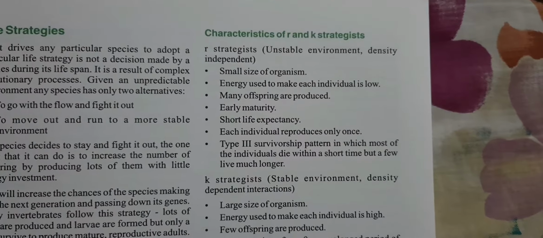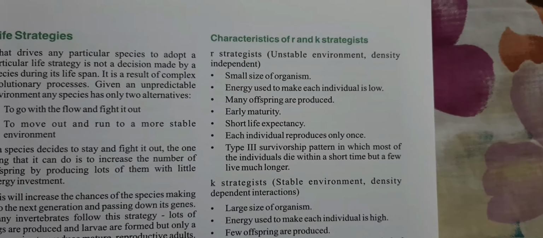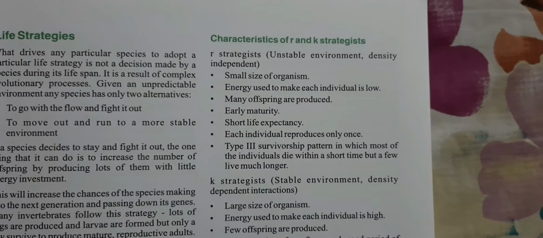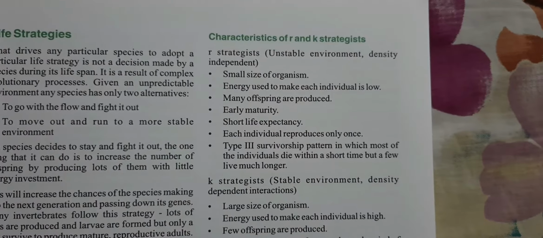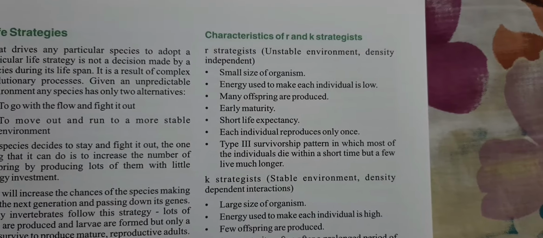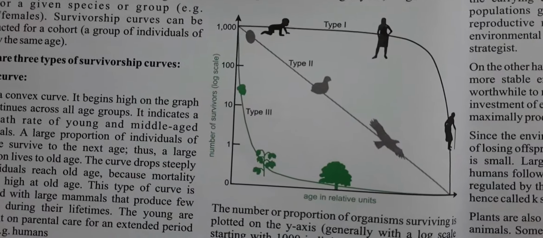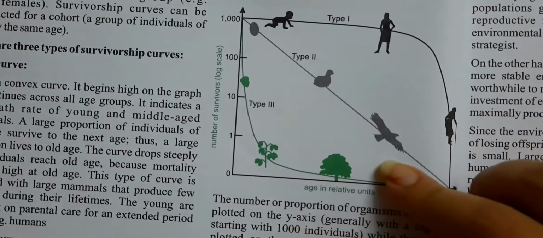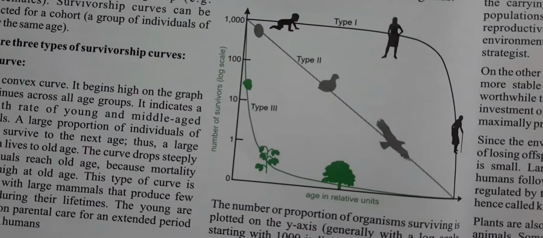Type 3 survivorship curve individuals die within a short period of time, but a few individuals live much longer. So the individuals of the type 3 survivorship curve follow R strategies.